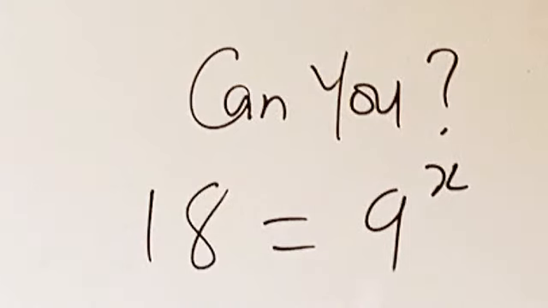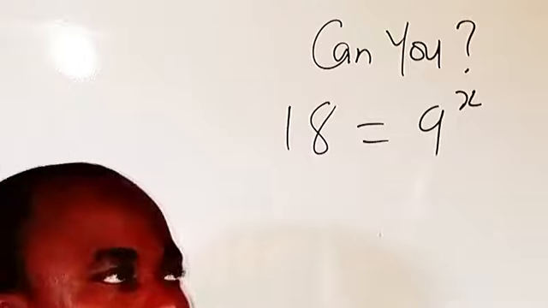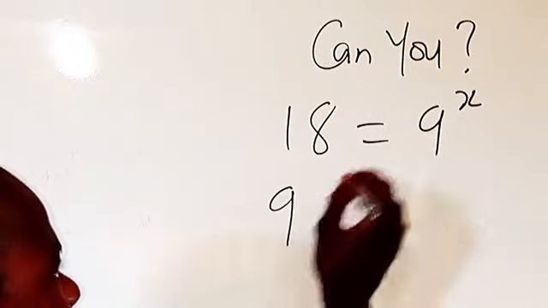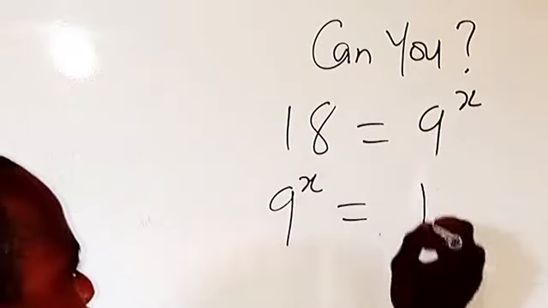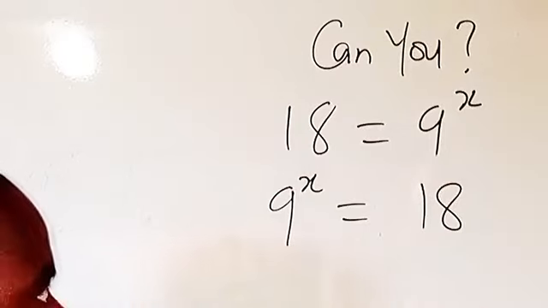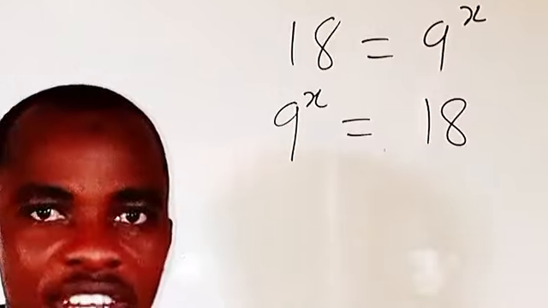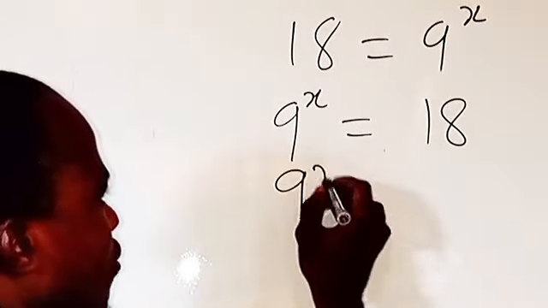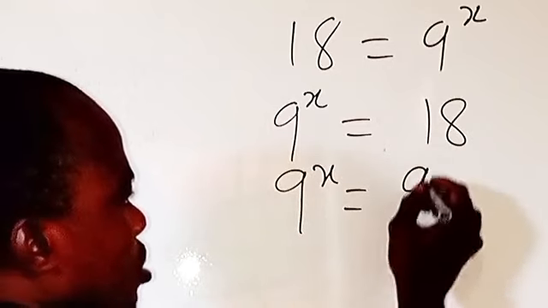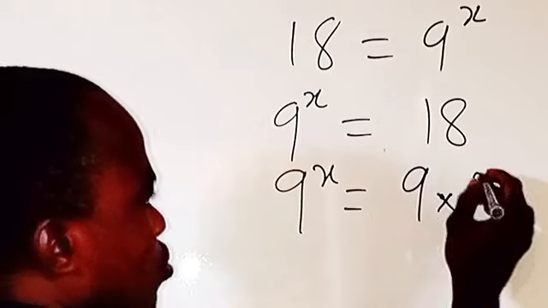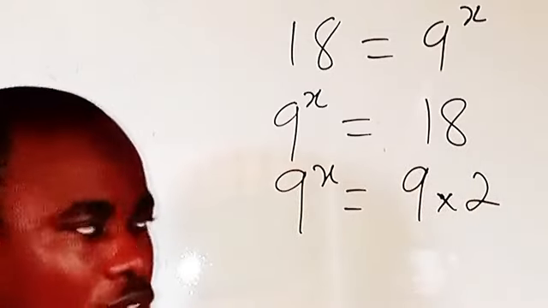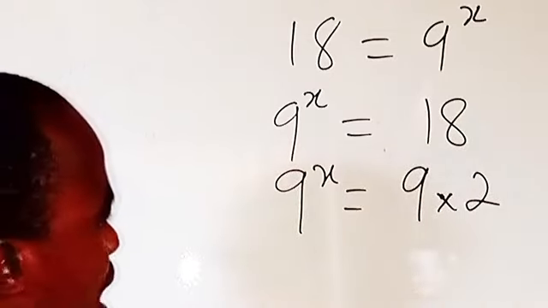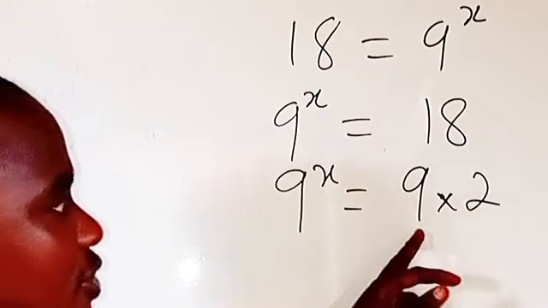Now for smooth workings, I would like us to put this one to the left hand side and write this: 9 to the power of x equals 18. It doesn't affect anything, right? So now, you know that this 18 can also be written as 9 multiplied by 2, right? Good. So now from here, I have 9 to be the base here, and I have 9 here.